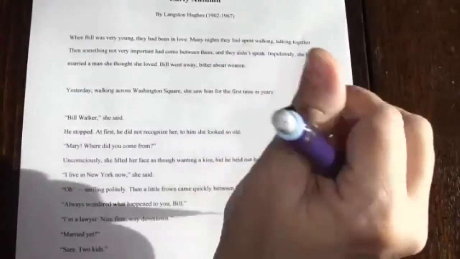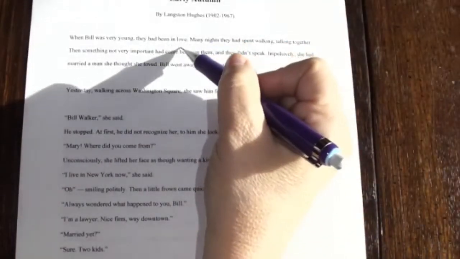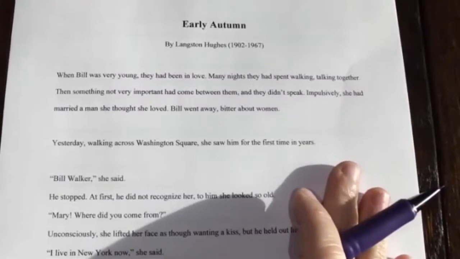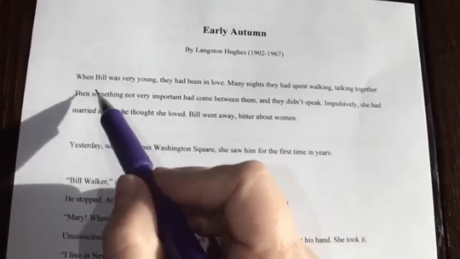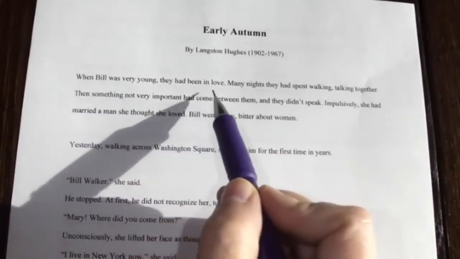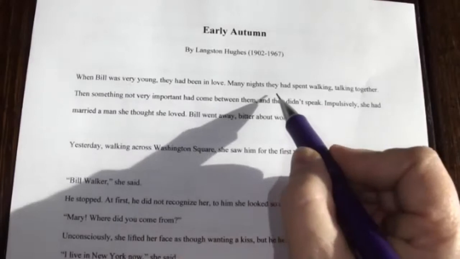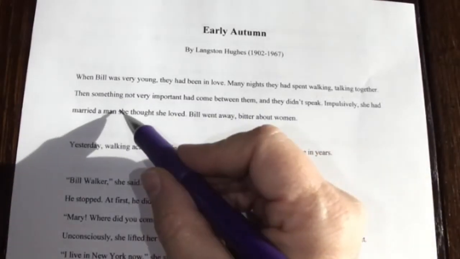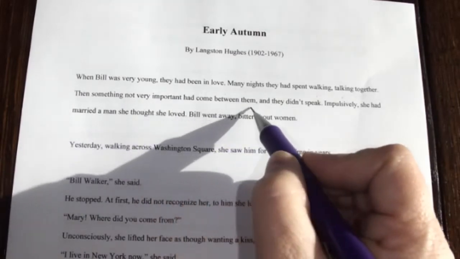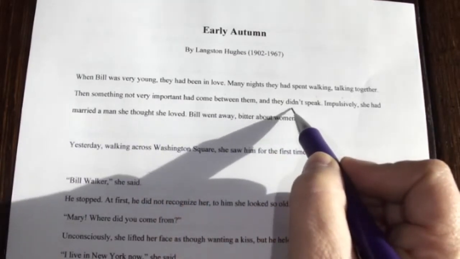So, when Bill was very young, they had been in love. Can you see this, or is the sun really awful? Try this. Is that better? That might be better. Okay, I'm going to try it again. Ready? When Bill was very young, they had been in love. Many nights they had spent walking, talking together. Then something not very important had come between them, and they didn't speak.